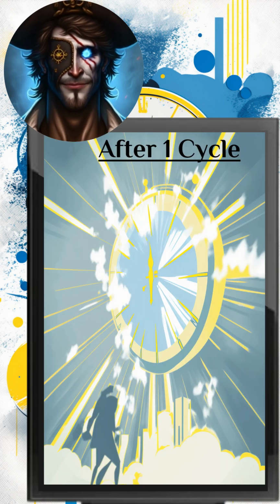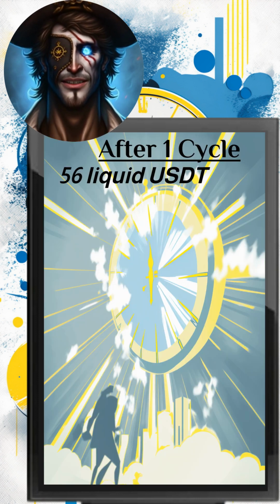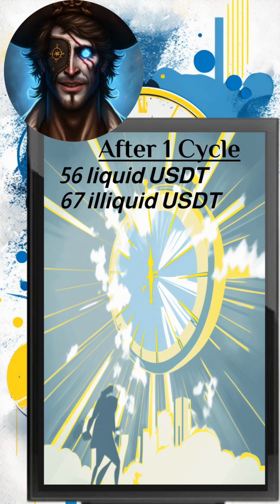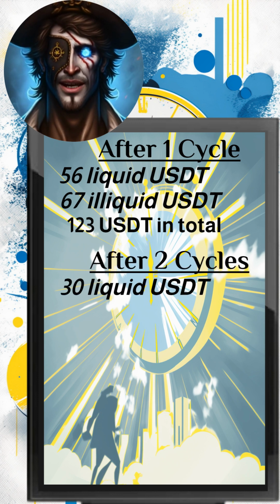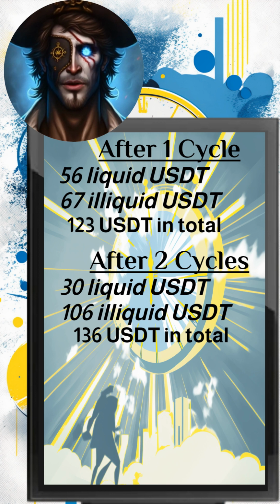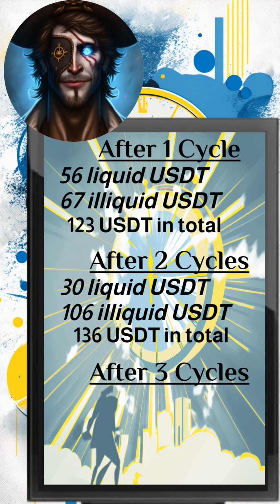To conclude, we have in total created 56 liquid USDT and 67 illiquid USDT from a starting amount of 100 liquid USDT. Our total wealth has increased by 23%, and we could, if we desired, continue to increase the remaining 56 liquid USDT by another 23%. In that case, we would have increased our wealth by 36%, but only 30 USDT would remain liquid.